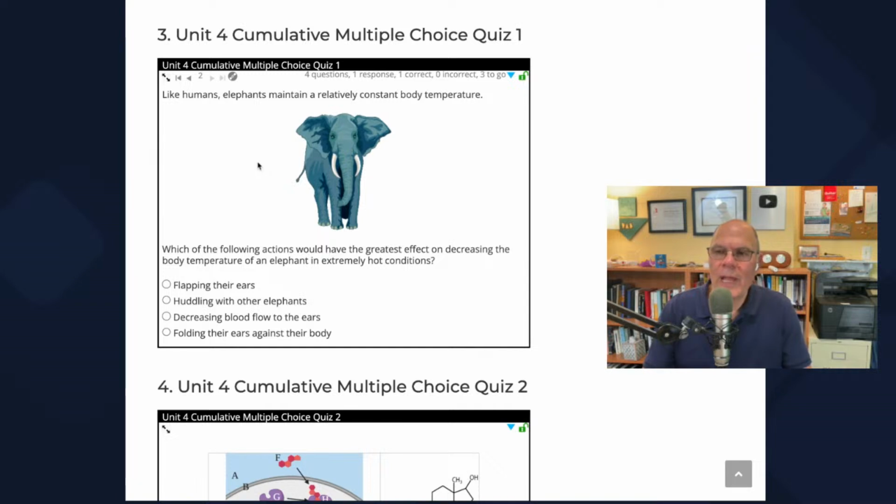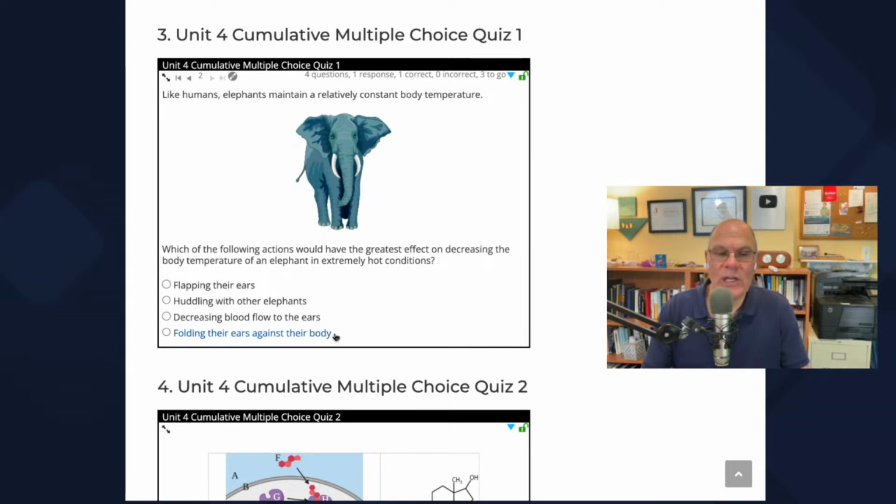Like humans, elephants maintain a relatively constant body temperature. Which of the following actions would have the greatest effect on decreasing the body temperature of an elephant in extremely hot conditions? First choice, flapping their ears. Second choice, huddling with other elephants. Third choice, decreasing blood flow to the ears. Fourth choice, folding their ears against their body.